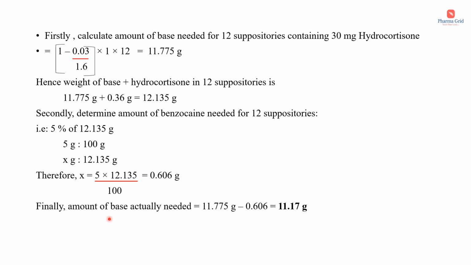So finally, the amount of base actually needed is equal to 11.775 gram. So what is this 11.775? 11.775 is the amount of the base needed for 12 suppositories. Okay, so this is 11.775 minus 0.606. 0.606 is the amount of benzocaine. Okay, so this amount of base minus amount of benzocaine, we will get the total or the actual amount of base needed. That is equal to 11.17 gram, which is the answer.